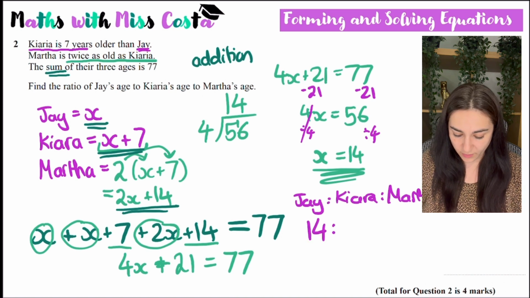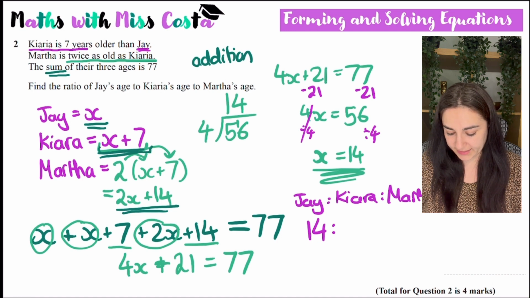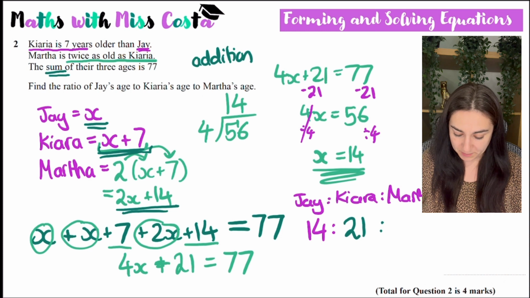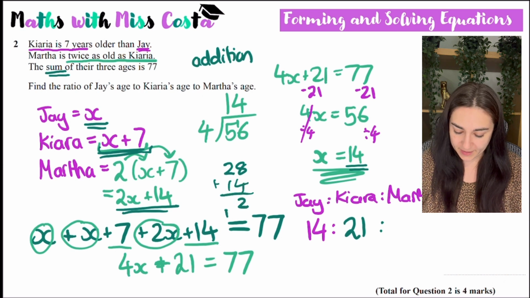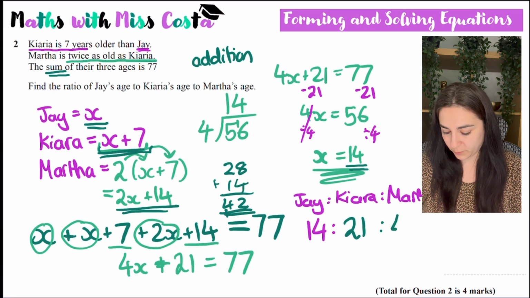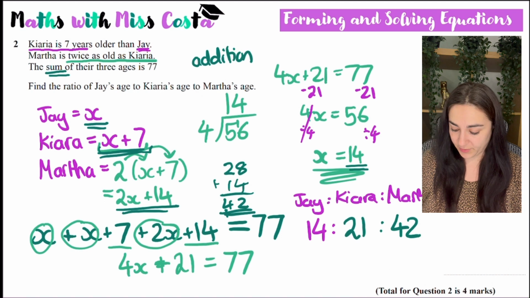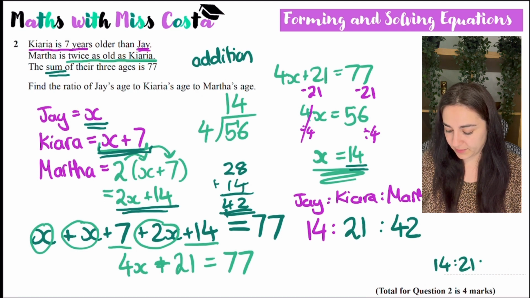We know that Kiara is x plus 7, so 14 plus 7 gives me 21. And then Martha is 2x plus 14. So 14 times 2 is 28. And then 28 plus 14 gives me 42. So the ratio would be 14 to 21 to 42.